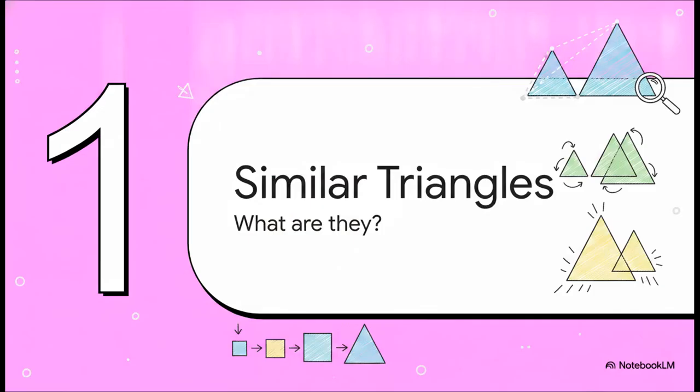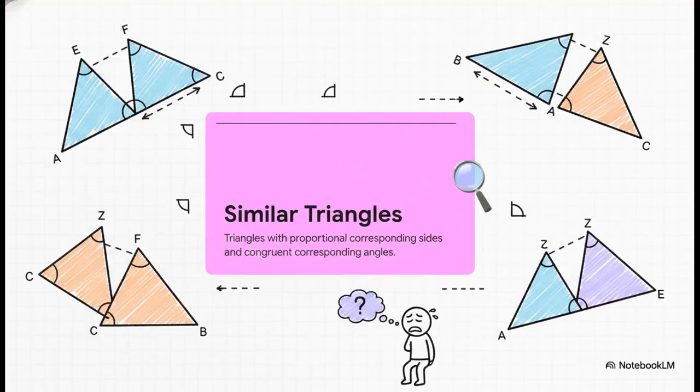What exactly are similar triangles? Technically speaking, two triangles are similar if their corresponding sides are in the exact same proportion and their corresponding angles are exactly equal. Now, if we did this the long way, checking all three sides and all three angles, well, that's 6 whole conditions. Doing that for every single problem sounds absolutely exhausting, does it not?